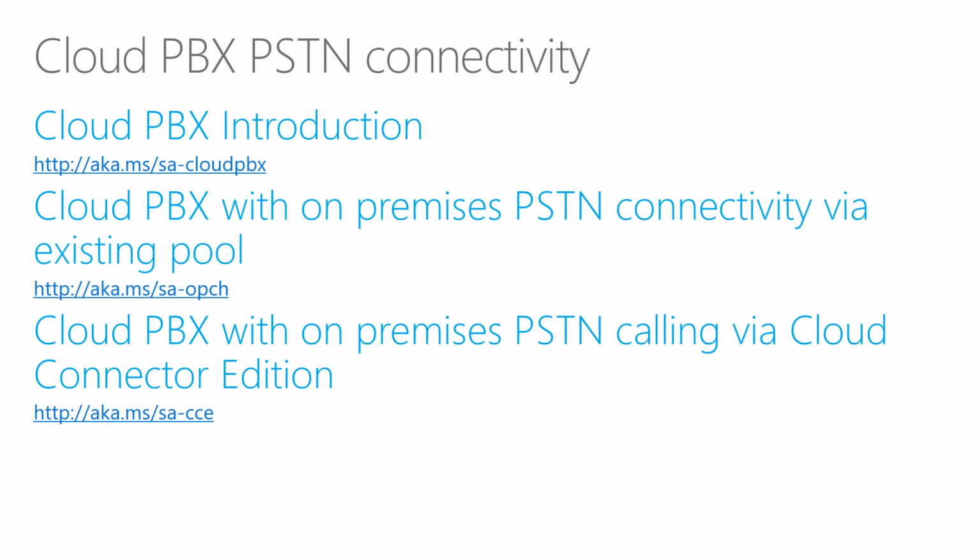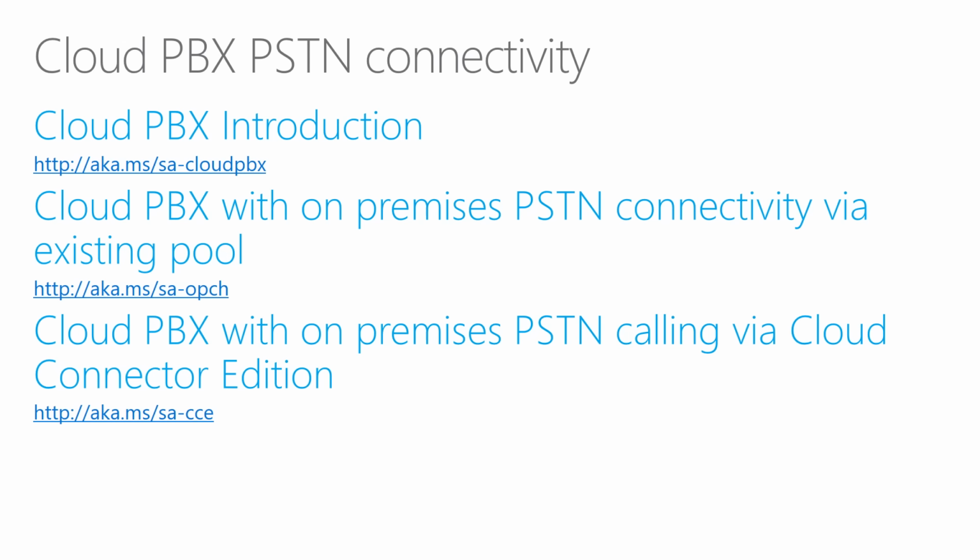This slide contains trainings on Cloud PBX. There's an introduction training. There's a training on Cloud PBX with on-premise PSTN connectivity via an existing pool. So if you already have Skype for Business and you want to leverage that existing pool to use your existing PSTN connection, that's how you do it. And remember, you can mix and match. So you can have some users using Cloud PBX with PSTN calling, and then having other users who use Cloud PBX with on-premise PSTN connectivity via existing pool, which is a great option, for example, if you have users who are located in countries or regions where Cloud PBX with PSTN calling is not available yet.